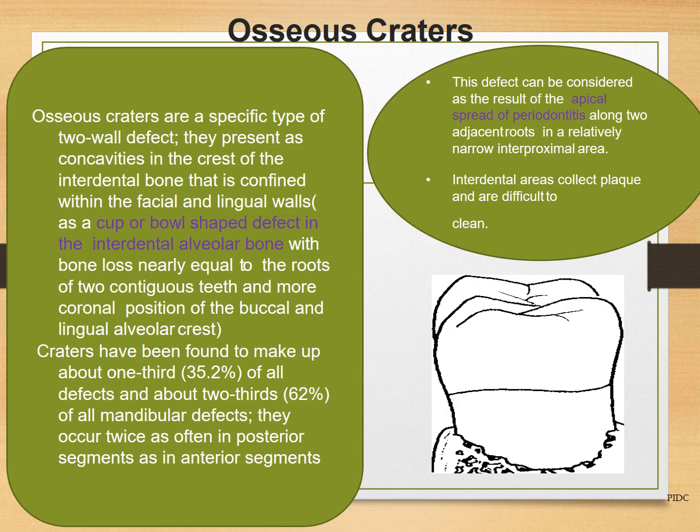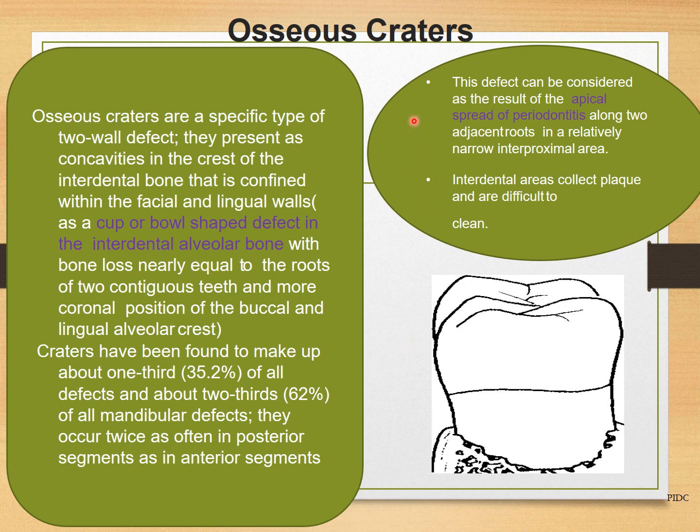Then coming to the osseous craters, you can see this is the osseous crater. They are a specific type of two wall defect, so two walls will be present. They present as concavities in the crest of interdental bone, confined by the facial and lingual walls, as a cup or bowl shaped defect in the interdental alveolar bone, with bone loss nearly equal on the roots of two contiguous teeth and a more coronal position of the buccal and lingual crest. Craters have been found to make up about one third of all defects, and about two-thirds of all mandibular defects. They occur twice as often in the posterior segments than in the anterior segments.